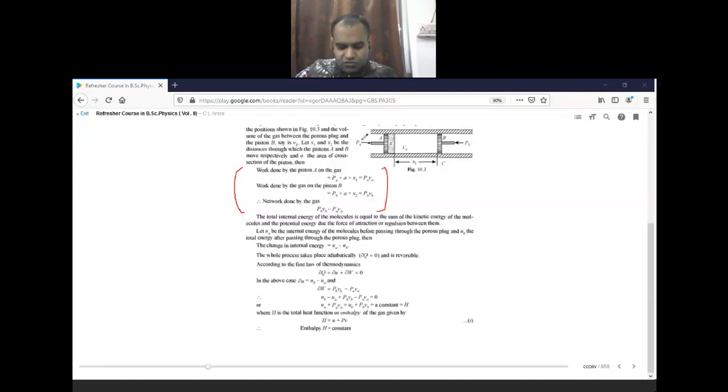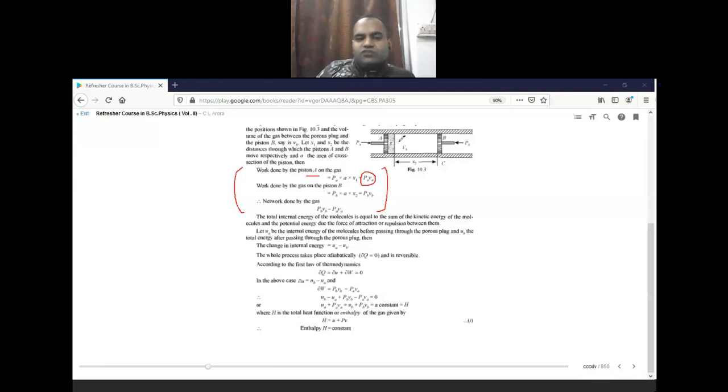Now, what is the work done by the piston A on the gas? We have to find the work done by the piston A on the gas. That is directly given by work done is equal to PAVA. That means the pressure which you have applied on the gas, times the initial volume of the gas between the piston and the porous plug. That is the work done by the piston on the gas.